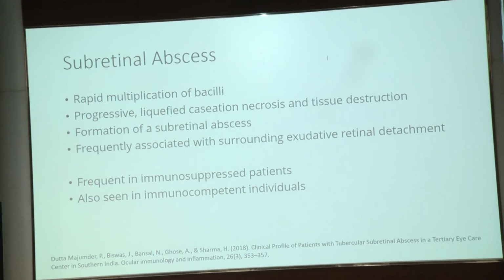In extreme cases, in patients who are immunosuppressed or patients who have disseminated TB, subretinal abscesses can also occur. This is due to the rapid multiplication of the bacilli, and frequently this can be associated with large exudative retinal detachments also, as was shown by this paper from South India.